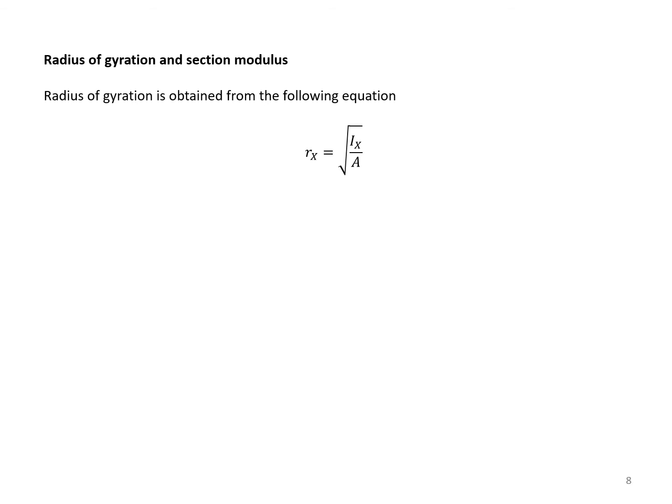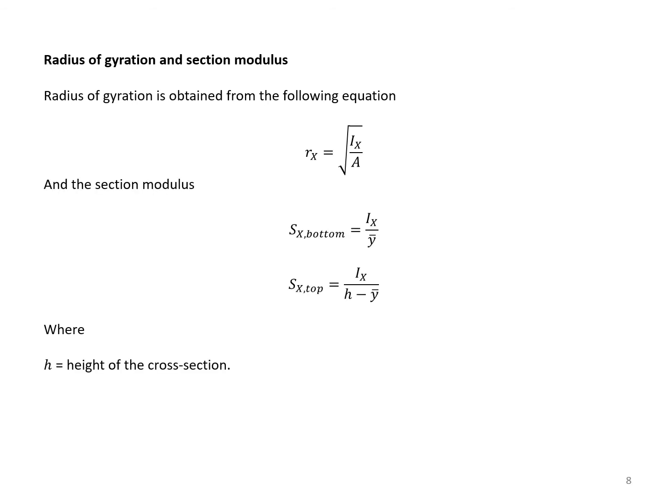The radius of gyration is the square root of Ix divided by A, and the section modulus with respect to the bottom fiber is Ix over y bar, and with respect to the top is Ix divided by h minus y bar, where h is the height of the cross section.